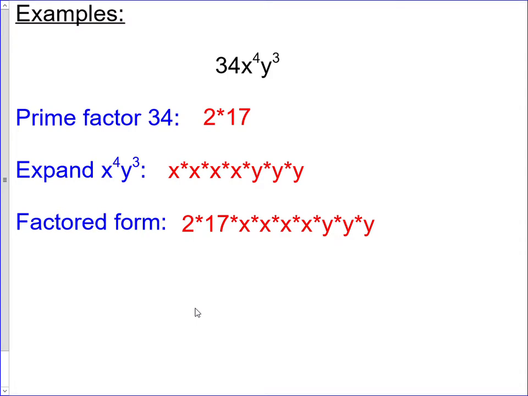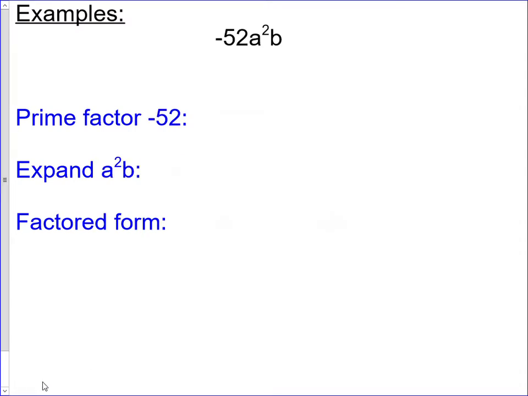Let's take a look at one more example. So here we have a negative 52a squared b. Now we haven't talked about having a negative in there. The first thing you need to do if it's a negative number that you're trying to prime factor is to pull out negative 1. So factor out negative 1, and then the rest is just the same. Prime factor positive 52. If we do that, we're going to have negative 1 times 2 times 2 times 4. Excuse me, times 13. I was thinking 2 times 2.